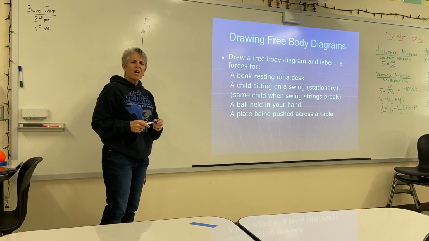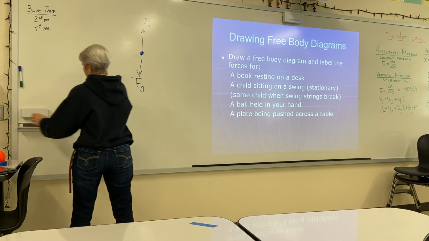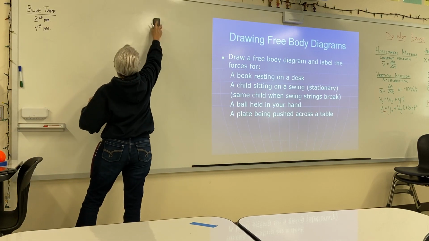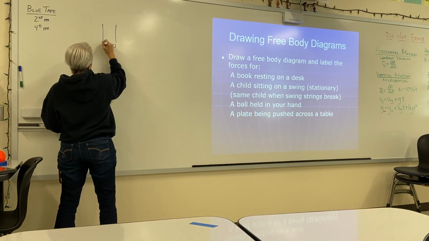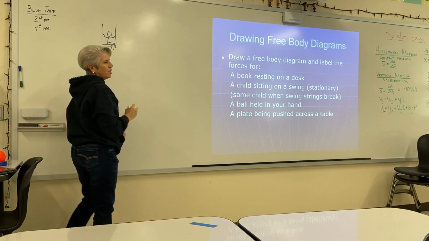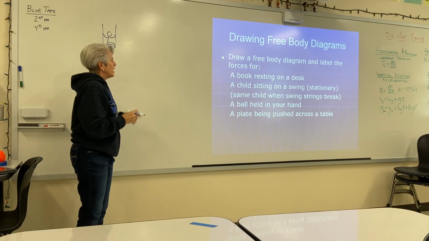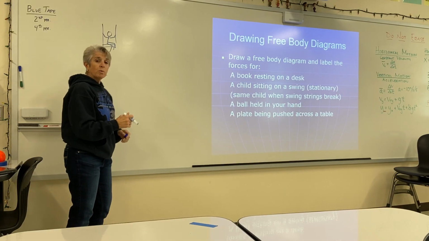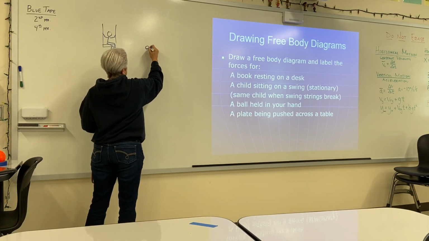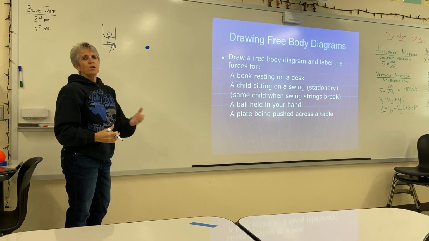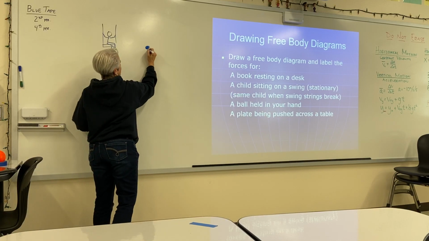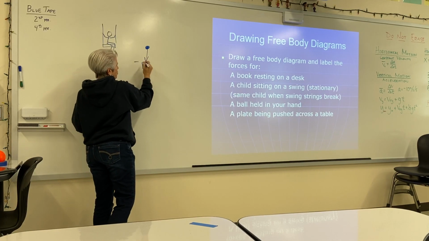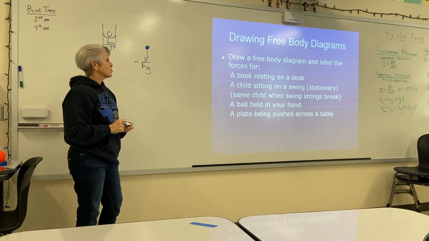Well, what about if you had a child that was just sitting on a swing, swinging back and forth? How do we represent this? Well, we once again make the child a dot. And we say, what is acting on the child? Well, certainly the Earth's gravity is pulling the child down. So we would have a downward force, F subscript G, the force due to gravity acting on this child.